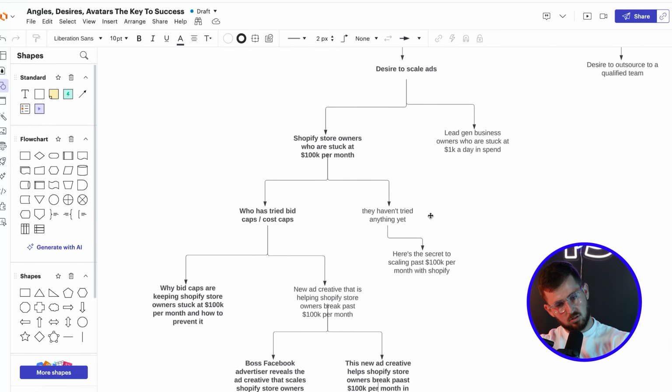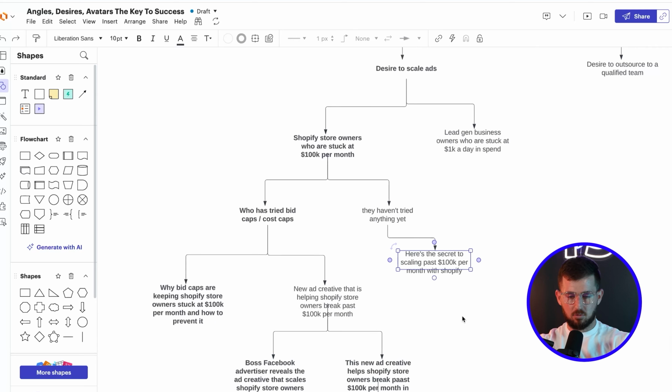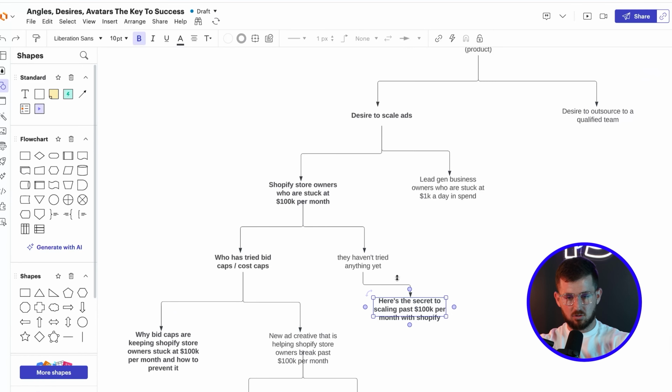And if these don't work, cool, let's go back up. Have they tried anything else? No, they haven't tried anything else. So let's try this one now, and then boom, we'll test this one. And if that fails, then cool, let's go back up.